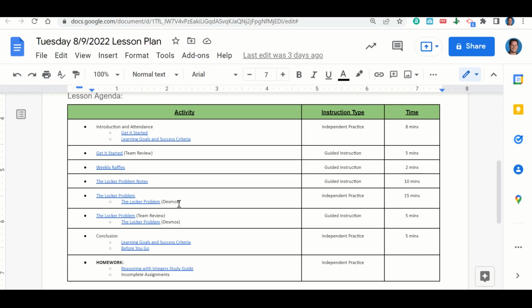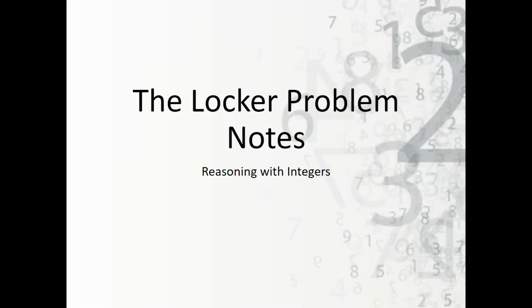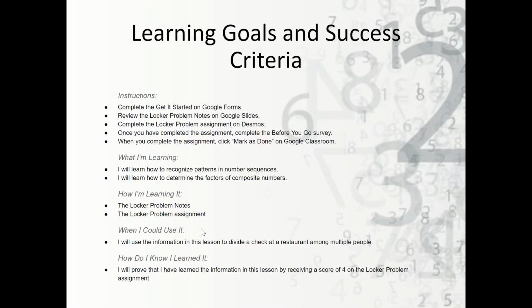At the end, once you've completed the assignment, we'll go back over it together and answer any questions that you may have. At the end of the period, we'll go over the learning goals and success criteria again. While we do that, you'll fill out your before you go. Your only homework is to continue working on the Reasoning with Integers study guide and any incomplete assignments that you may have. Let's take a look now at the locker problem notes. Our notes begin with our learning goals and success criteria.